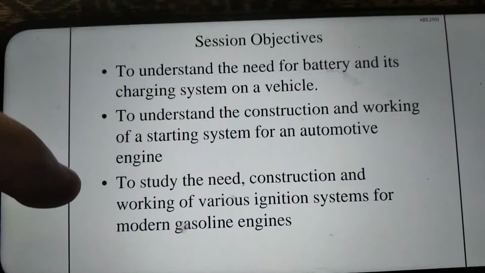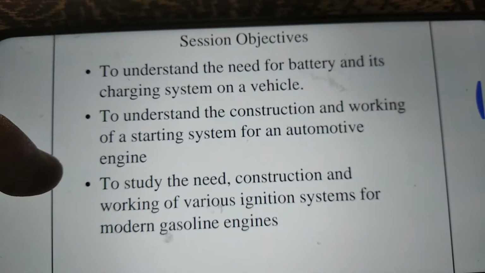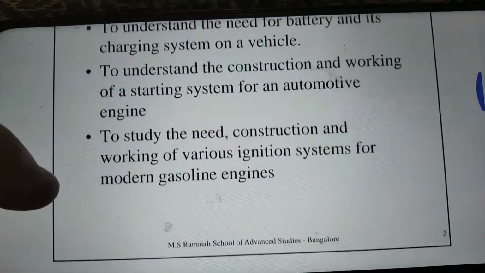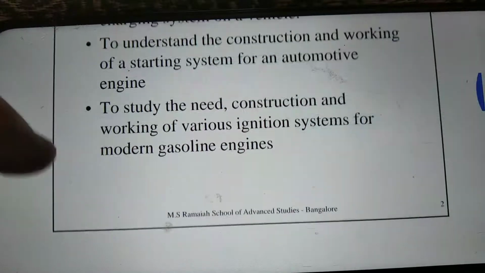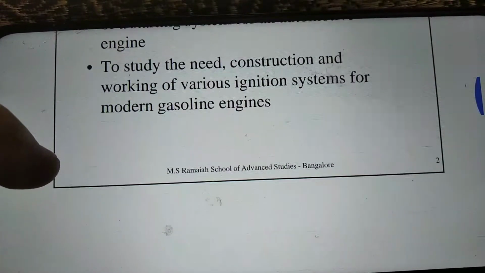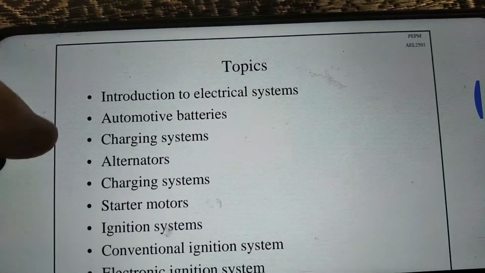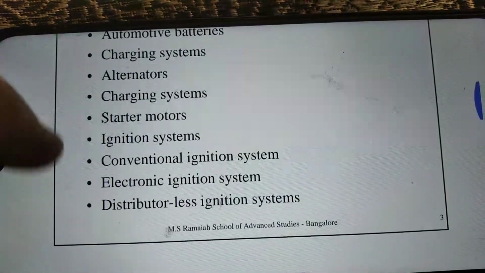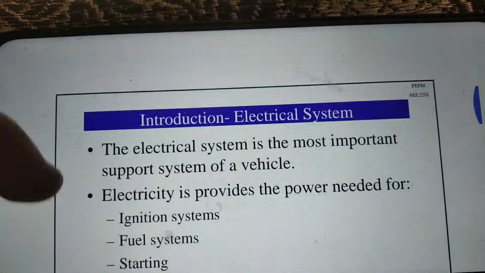The objectives of this session are to understand the need of battery and its charging system on a vehicle, also to understand the construction and working of starting system of an automotive engine, and to study the need, construction and working of various ignition systems in gasoline engines. Before that, we will discuss the introduction to electrical system, automotive battery charging system, and different components of this system.